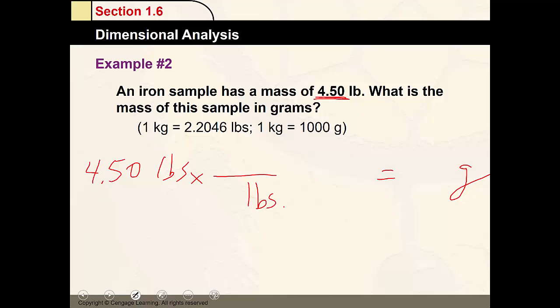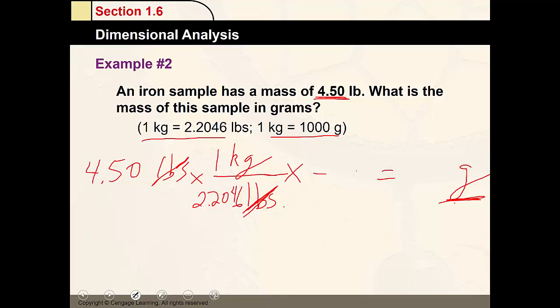And now we look at our 2 conversion factors that are given to us. We look at the one that includes pounds. So we know down here has to go 2.2046 pounds for every 1 kilogram. So now we've just converted pounds. Those are canceled. Now we're left with kilograms. However, our desired unit is grams. So now this problem is slightly more complicated because we need to still convert from kilograms to grams.